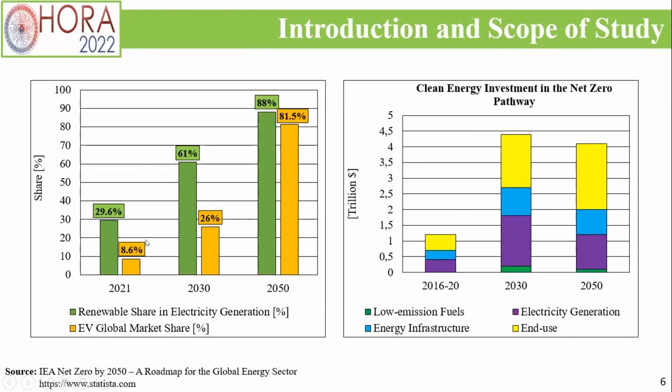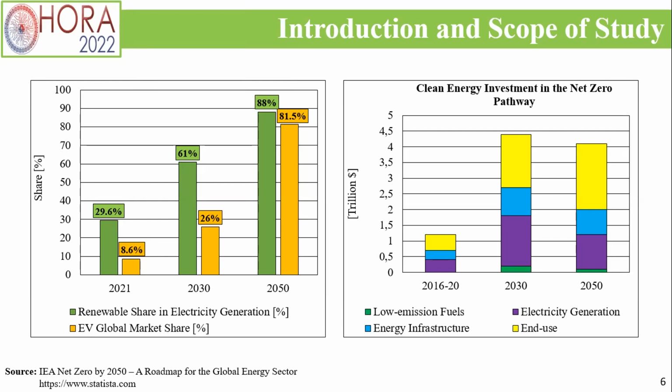Based on the IEA's Net Zero 2050 report, it is estimated that the market share of EVs will reach 88%, and the share of renewables in electricity generation will reach 81.5%. It is predicted that almost 70% of this share in renewables will belong to solar and wind. On the other hand, it is expected that investment to be made in end use, apart from electricity generation and energy infrastructure, will gradually increase.